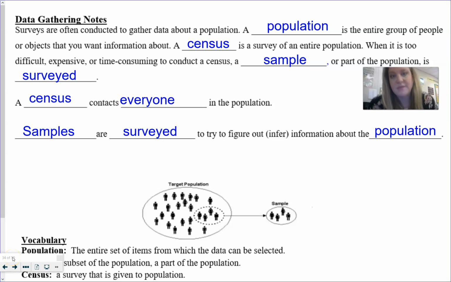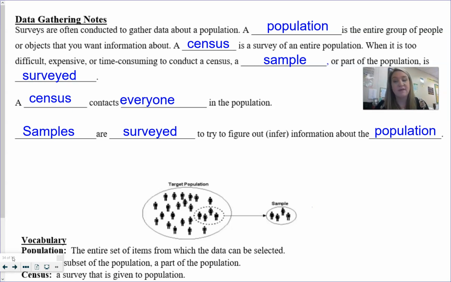All right, guys, we're going to move on with statistics. Now we're going to get more into the data gathering note. So how do we collect data in statistics and get our results? It's going to be a lot of vocabulary today, not as much math. There's a whole lot of vocab, a whole lot of understanding how to collect data.